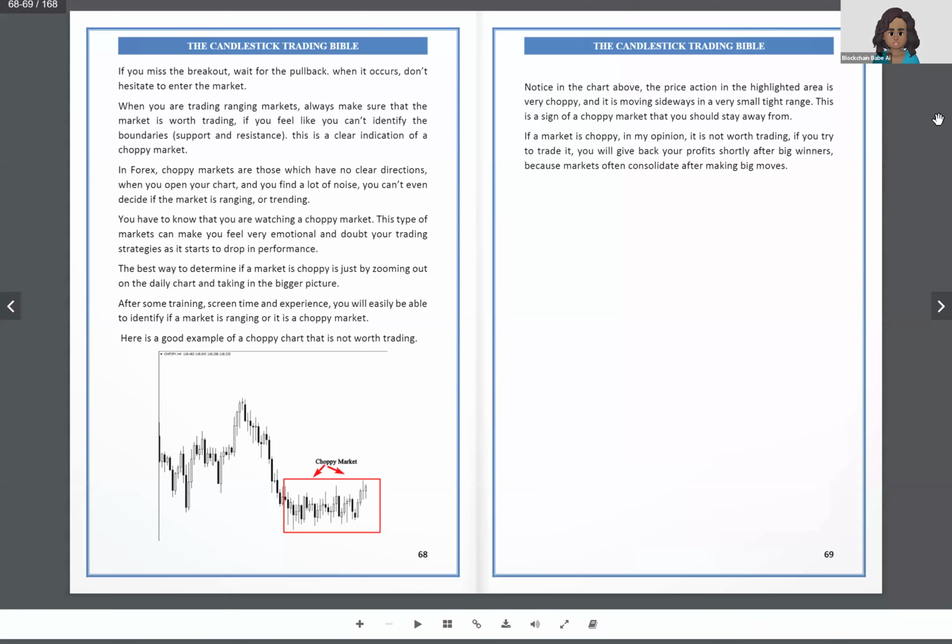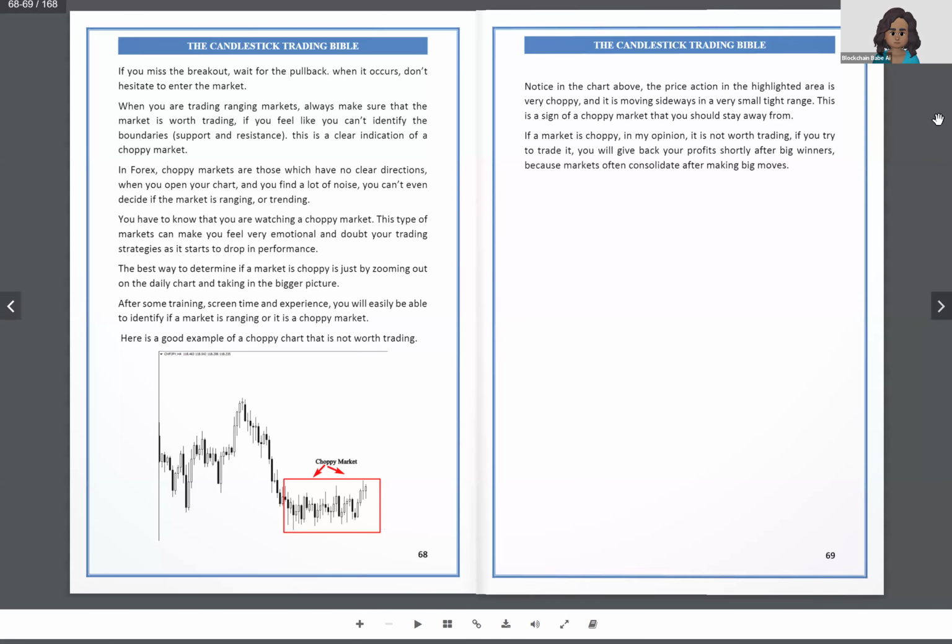Notice in the chart below, the price action in the highlighted area is very choppy and it is moving sideways in a very small, tight range. This is a sign of a choppy market that you should stay away from. If a market is choppy, in my opinion, it is not worth trading. If you try to trade it, you will give back your profits shortly after big winners because markets often consolidate after making big moves.